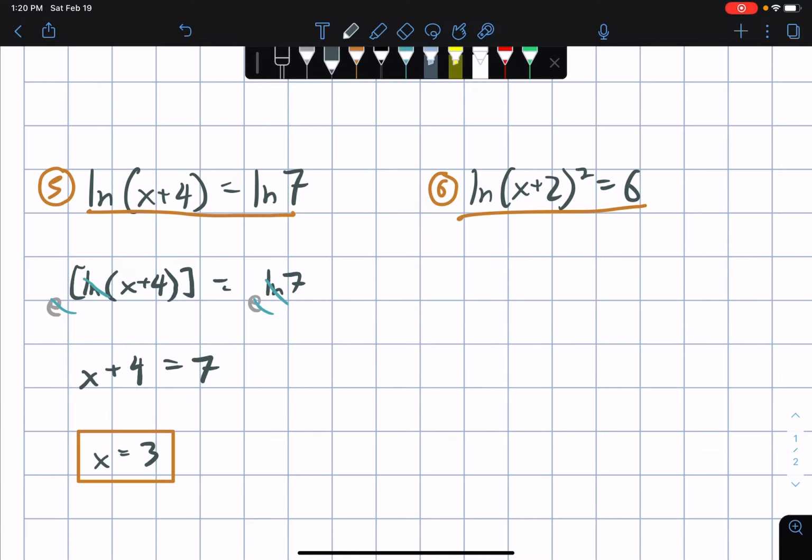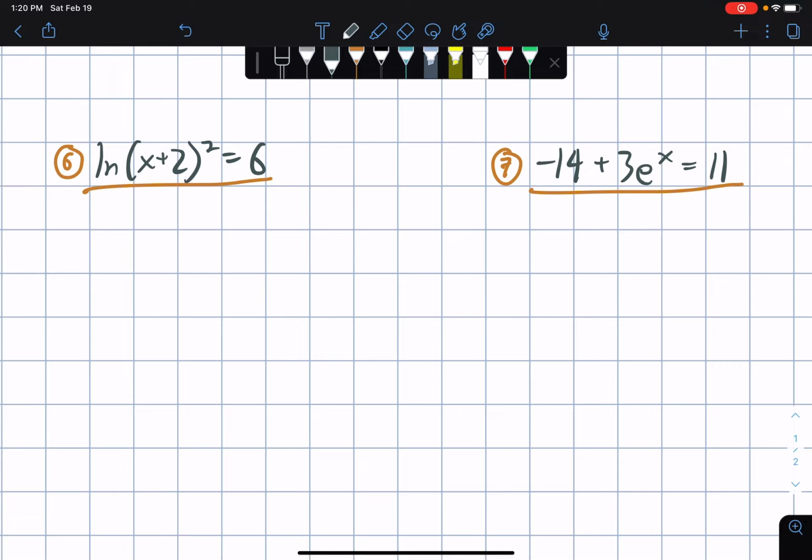Right, let's move to number 6. Now, we can see in this situation that there's only ln on one side. It's quite okay. We still have to raise e to both sides this way, and place e at the other side. So this will be e raised to 6. Cancel e and ln at the left side of the equation, so we get this.